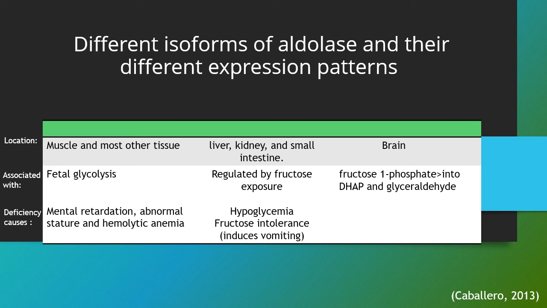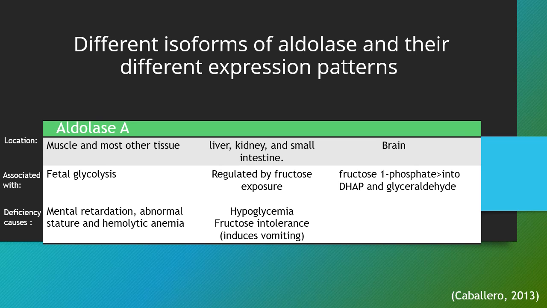The 3 isoforms of aldolase are aldolase A, aldolase B, and aldolase C. They are encoded by 3 different genes. The different isoforms are expressed in different parts of the body and are associated with some overlapping but some independent processes and functions. Deficiencies in these isoforms lead to pathology. This is a little chart that I compiled to highlight some of the key differences between the isoforms.